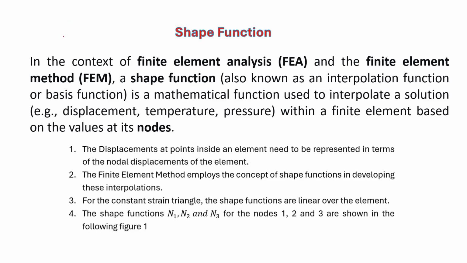For example, you are designing a triangular channel here. For this triangular channel, at this point you have a hydraulic gradient phi 2, at this location you have a hydraulic gradient phi 1, and at this location you have a hydraulic gradient phi 3. Now, based upon the nodal values, you can find out the hydraulic gradient at any particular point inside the constant strain triangle. That's what we are trying to do, and this can be done using the shape functions.